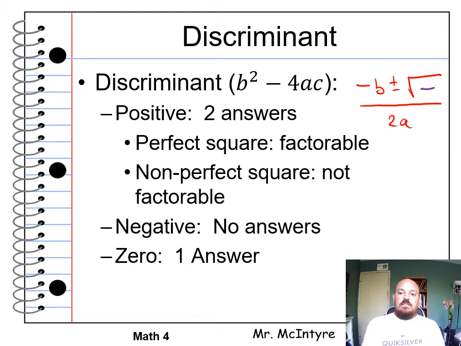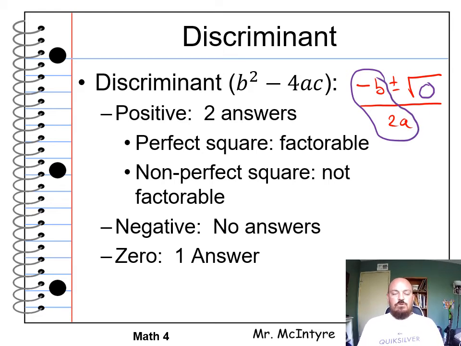And the last possibility, we said, what if you get a 0 here? Well, the square root of 0 is 0, and it disappears. When 0 disappears, it takes the plus or minus with it, because adding and subtracting 0 is the same thing. You only get one answer, and it's whatever this is right here.